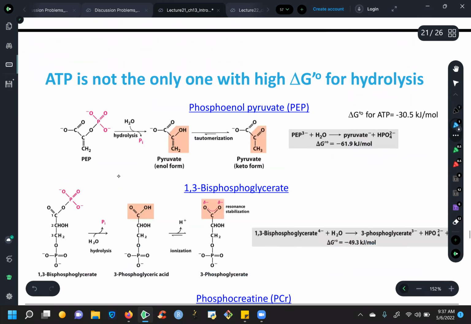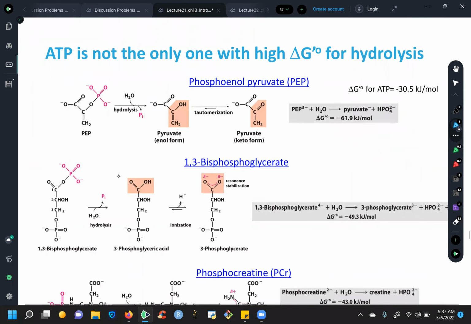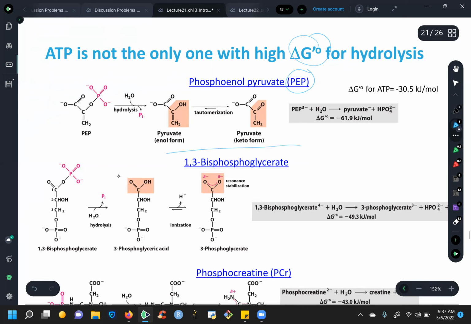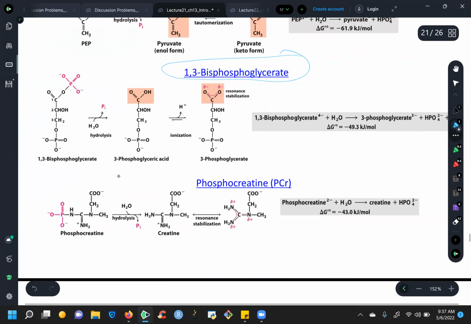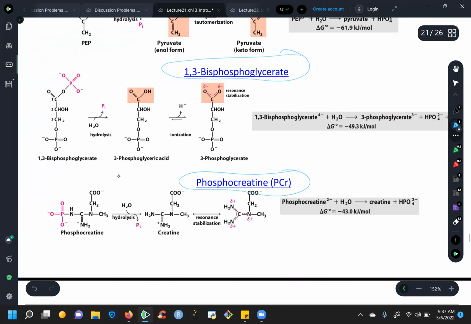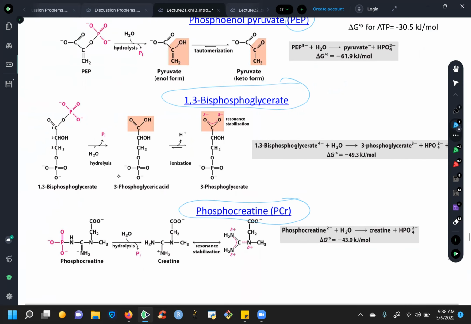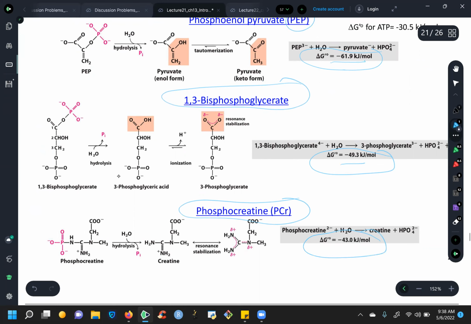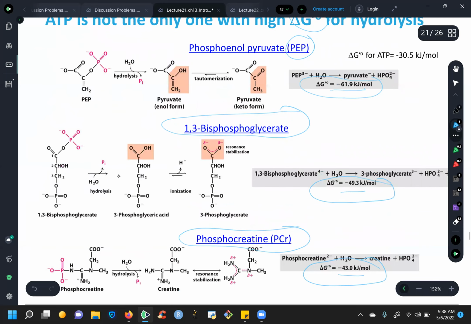Okay, so ATP is not the only one with a high standard free energy change for hydrolysis. We have phosphoenolpyruvate, which we will see later, 1,3-bisphosphoglycerate, and phosphocreatine. All these have really high negative delta G values. PEP has minus 61. That's a lot. 1,3-bisphosphoglycerate has minus 49, and phosphocreatine has minus 43. And ATP only had like 35 point something.